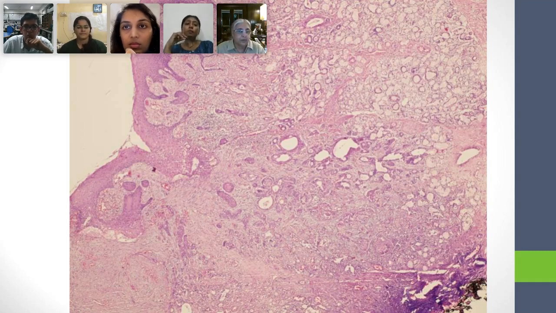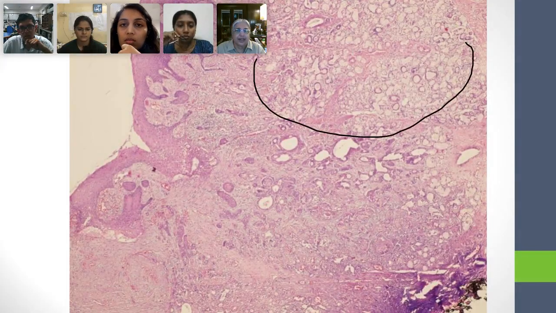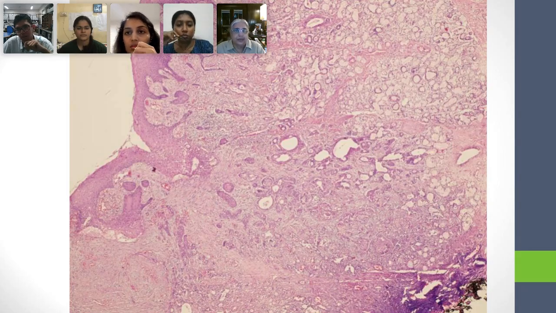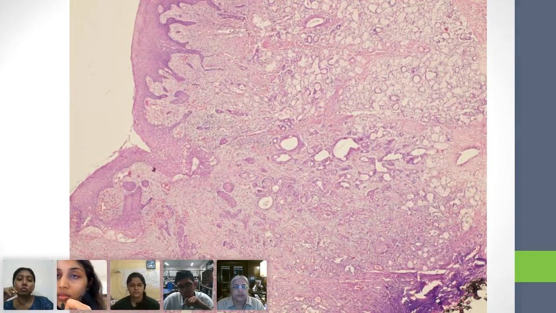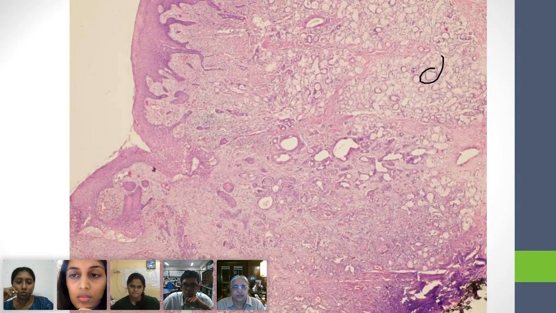Do you understand what I'm trying to say? This whole thing is a lobule of a minor salivary gland, but these are acini, and in the middle of it you have acini, and you have ducts. Yes, here you are, ducts, and the rest of this is acini.